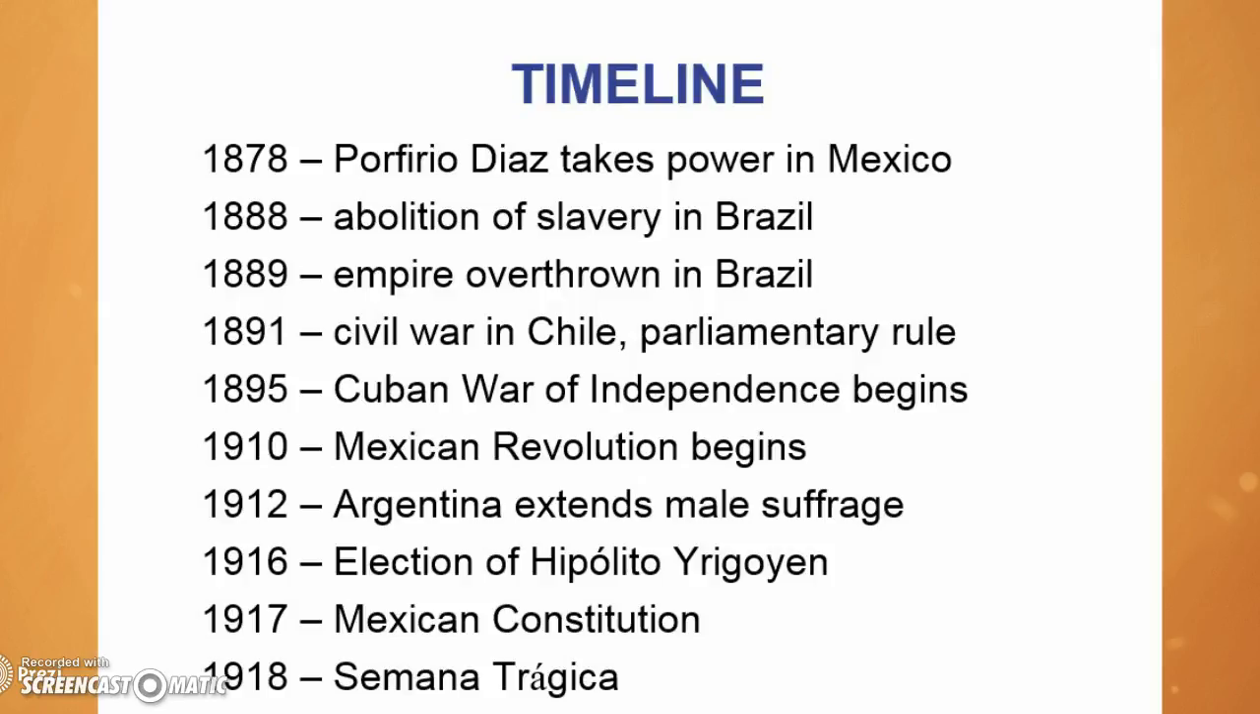And then one of the more dramatic events of history, in 1910, the Mexican Revolution explodes, bringing an end to El Porfiriato, the rule of Porfirio Diaz. In 1912, Argentina extended male suffrage. In 1916, Hipólito Yrigoyen was elected in Argentina on a populist platform. And in 1917, the Mexican Revolution begins its final phase with the elaboration of the Mexican Constitution, a reformist document putting forth labor reforms as well as land reforms. And in 1918, in Argentina, is the Semana Trágica.